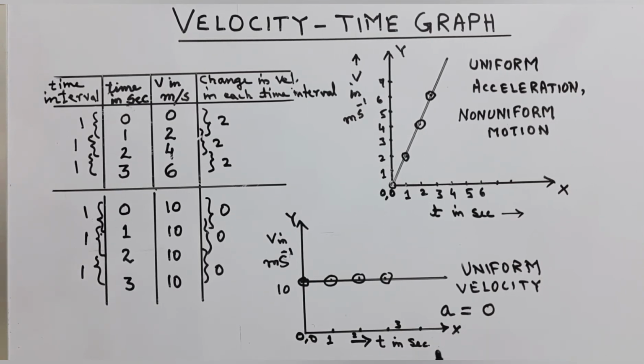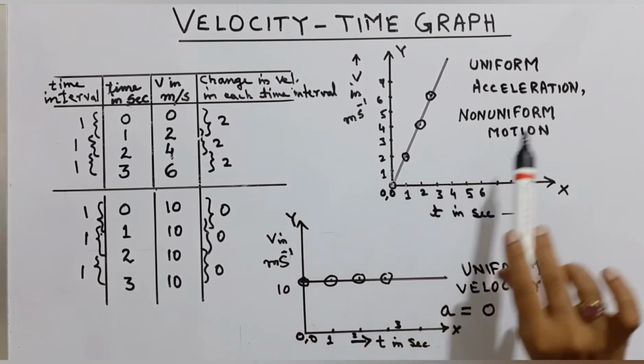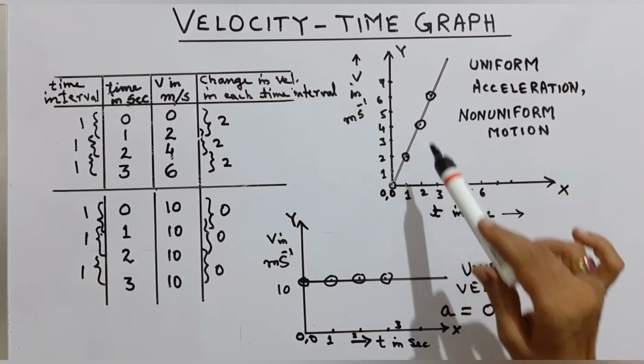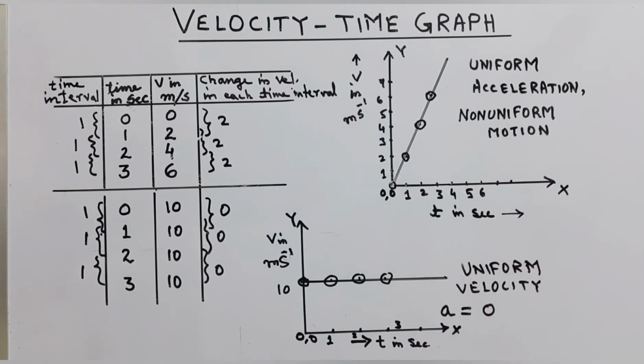So we see that in case of a uniform acceleration, we got a straight line making some angle with the x-axis, while in the second case, when the velocity is constant and acceleration is 0, the velocity time graph is a straight line parallel to the x-axis.